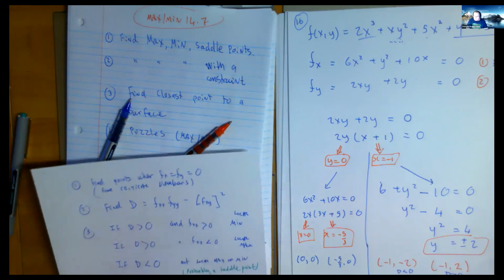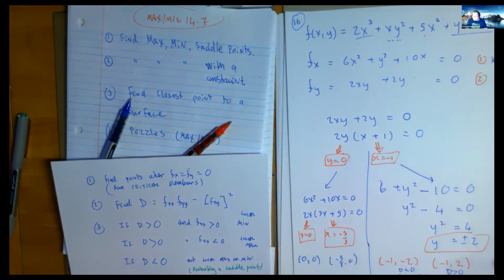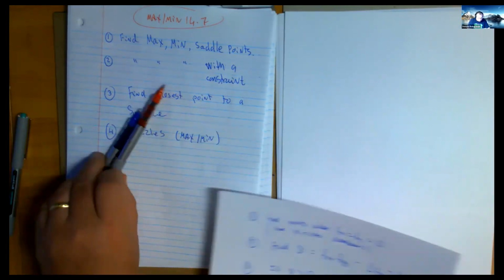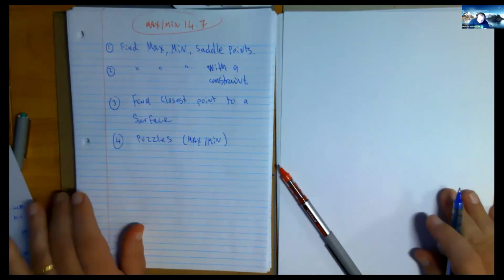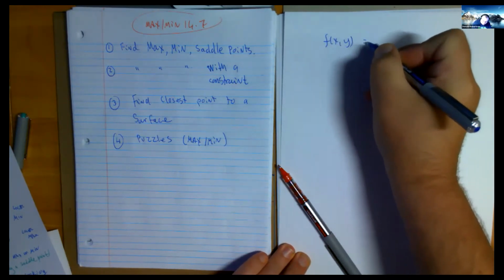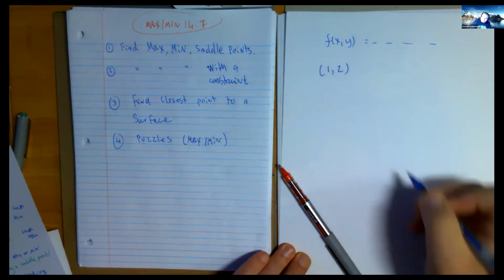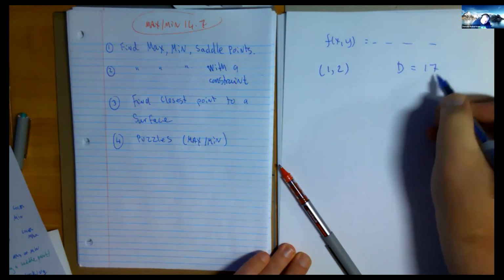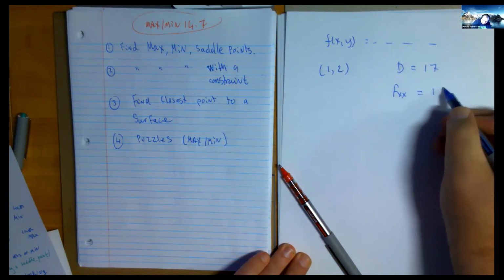That question took me about 10 minutes, so I'm getting better, but only because I'm cutting out big chunks of the stuff, right? And before I move on to looking at guys with constraints, let me give you a problem. Suppose I have a function f of x, y, and I go through the entire process, and one of the critical numbers is that guy, and I evaluate D, and it's 17, and I evaluate the second derivative of x, and it's 10.